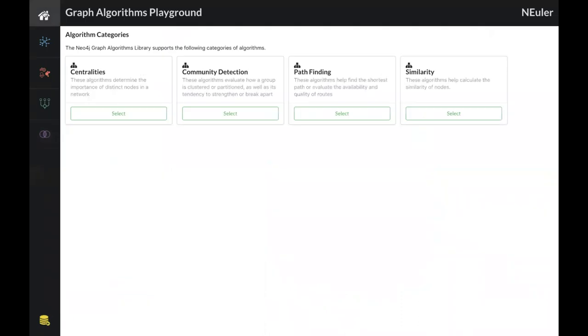What other algorithms are you planning to release? I can get you that answer, but I don't know that answer. Any chance on social leadership? I can check for you, but I don't know the answer.